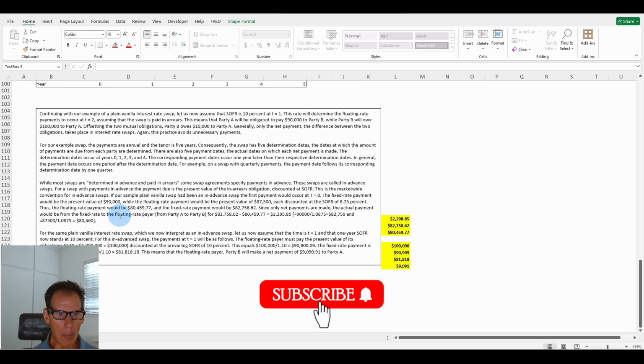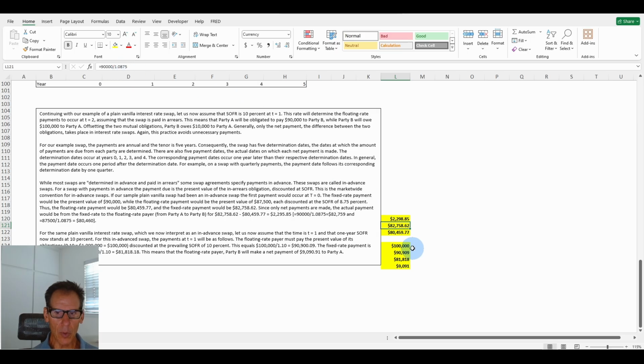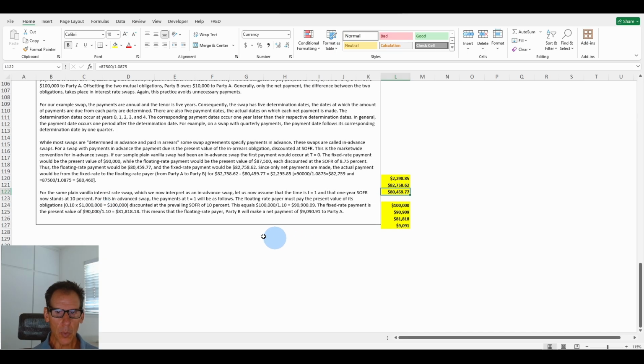Thus, the floating rate payment would be 80,459.77, and the fixed payment would be 82,758 with some change. Since only net payments are made, the actual payment would be from the fixed rate payer to the floating rate payer. So we have from party A to party B, 82,758 minus 80,459 is equal to 2,298. 90 divided by 1.0875 is equal to 82,759 right here, and we're just discounting this at 8 3/4. Same thing here. You're going to subtract to get the 2,298.